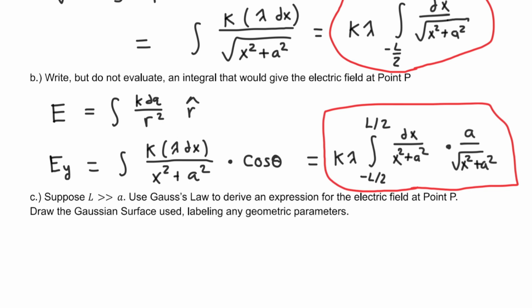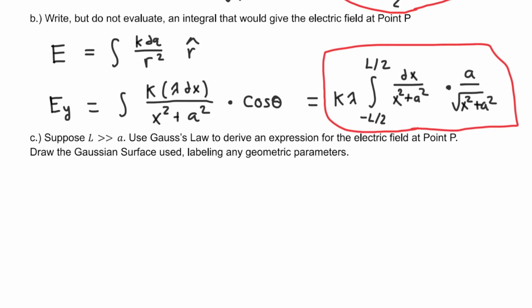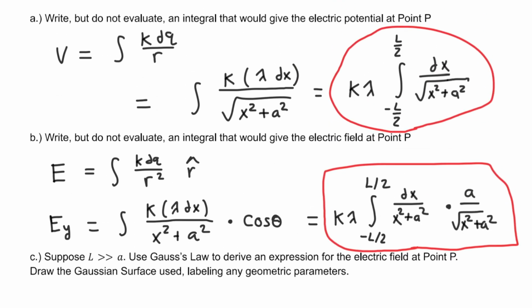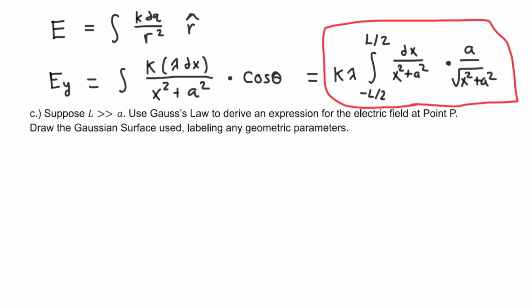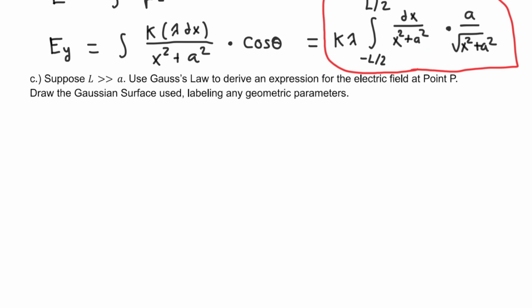You could write it as k lambda a times dx inside the integral, and then in your denominator, you'd have a 2 halves power and a 1 half, so you'd get x squared plus a squared to the 3 halves on the bottom. And it's important that we actually can't use Gauss's law effectively unless the rod is really, really long, because that would ensure that the field pierces a Gaussian surface cylinder everywhere. So suppose the rod is really, really long. Use Gauss's law to actually derive an expression for the field.